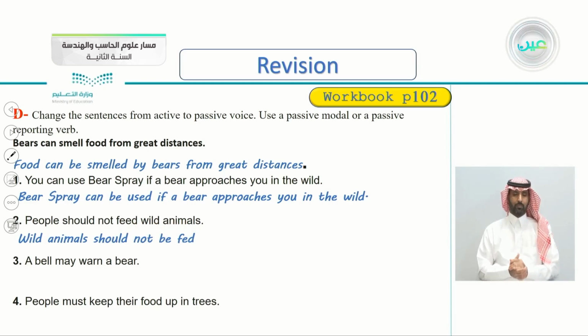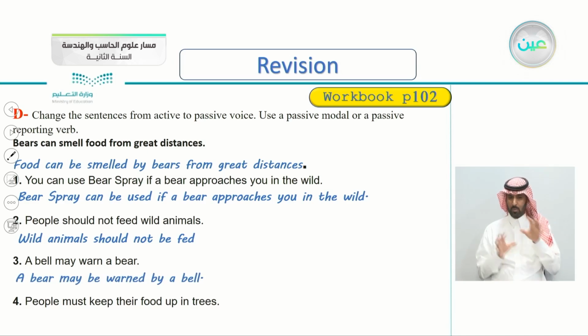Number three, a bell may warn a bear. A bell may warn a bear. So how do we change this one from active to passive? So we say, yes, a bear may be warned by a bell. By a bell. So a bell here is the subject because we said by a bell. A bear may be warned. May be warned by a bell.